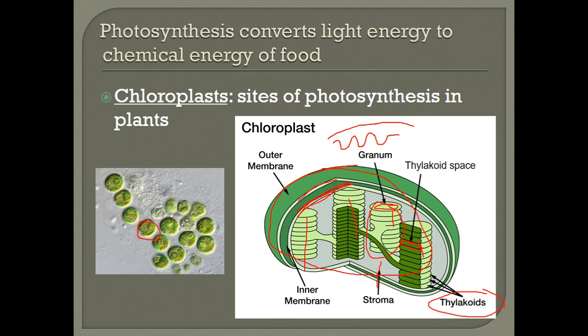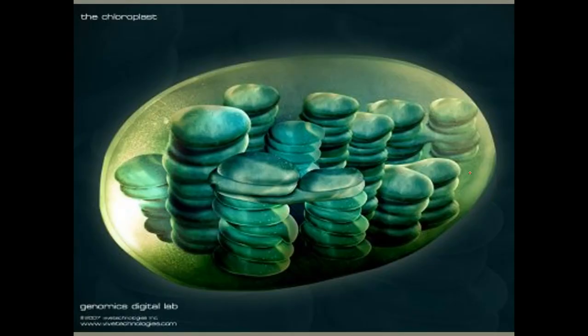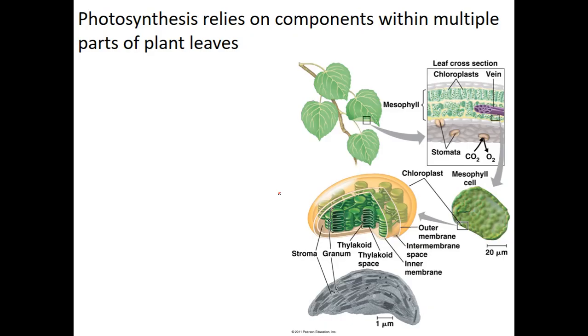Again, plant cell, we zoom inside a plant cell, inside a chloroplast. This is what the chloroplast looks like. Here's a 3D model of it if you could see through the plasma membrane. So there's the thylakoids in stacks called grana. Okay, so photosynthesis, this relies on multiple parts of the plant working together. And again, this is a really nice diagram, guys, just because it breaks down exactly what we're seeing.